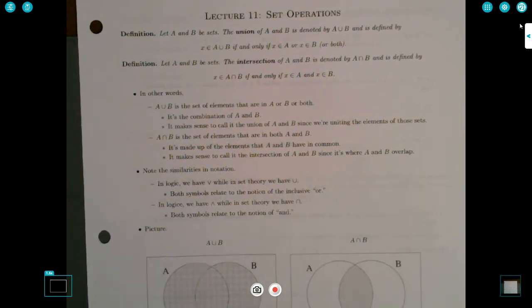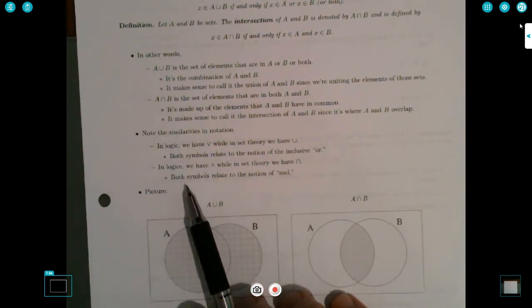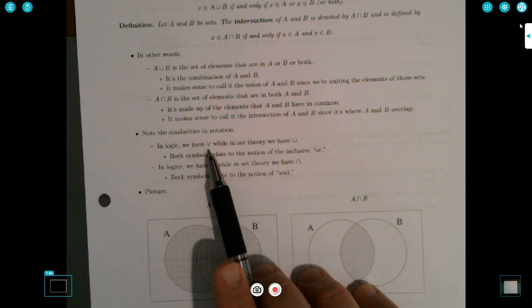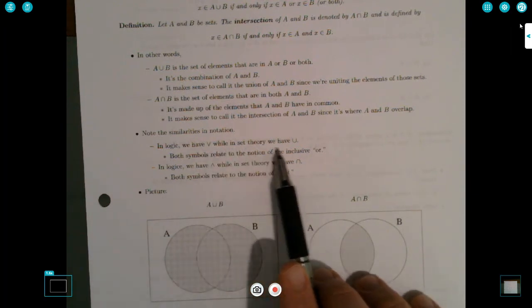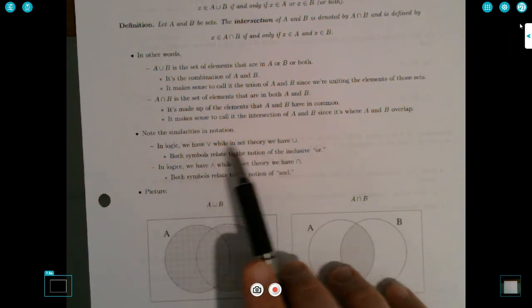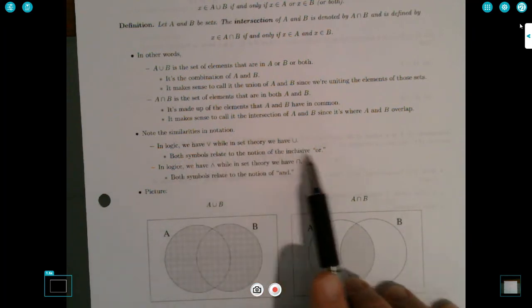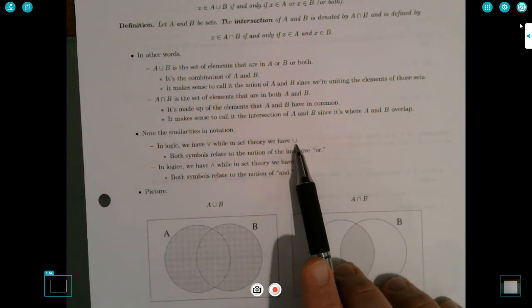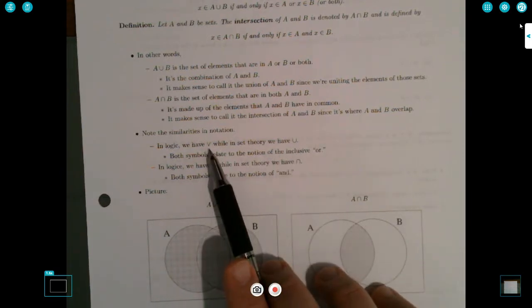Okay. And then, as I said a second ago, note the similarities in the notation. In logic, we have the little V, while in set theory, we have the little U. But both of these symbols relate to the notion of the inclusive or, right? In order to be in the union, you have to be in A or B or both. In order for the statement to be true, P has to be true or Q has to be true or both, right?